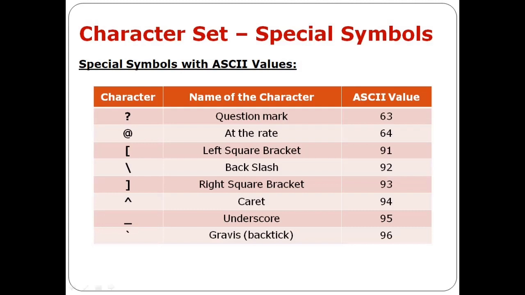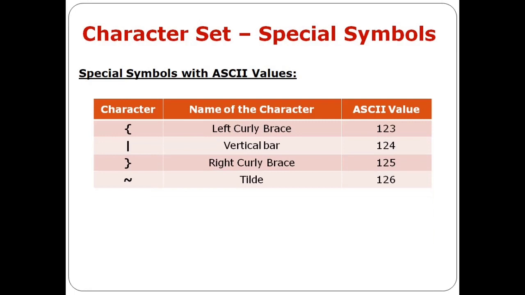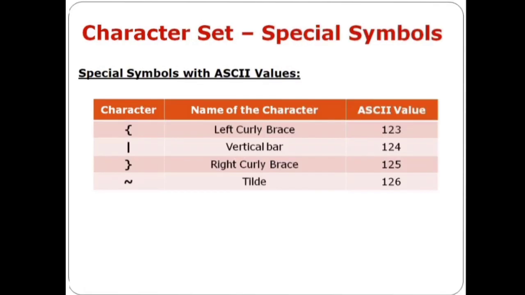Then last one is grave or backtick symbol, ASCII value is 96. Then this one, first one is left curly brace, ASCII value is 123. Then vertical bar, ASCII value is 124. This one is right curly brace, ASCII value is 125. And last one is tilde symbol, ASCII value is 126.